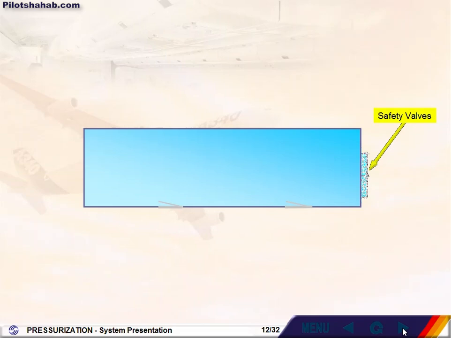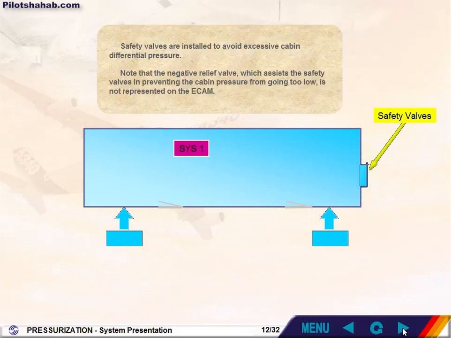Safety valves are installed to avoid excessive cabin differential pressure. Note that the negative relief valve, which assists the safety valves in preventing the cabin pressure from going too low, is not represented on the ECAM.